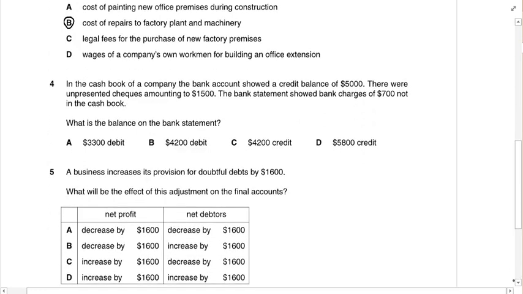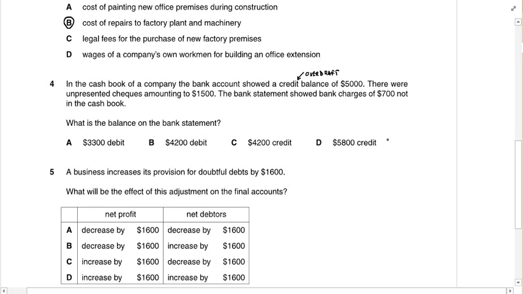In the cash book of a company, the bank account showed a credit balance of 5,000. A credit balance in the cash book would mean that there is an overdraft. Then there were unpresented checks amounting to 1,500. Then the bank statement showed bank charges of 700, not in the cash book.